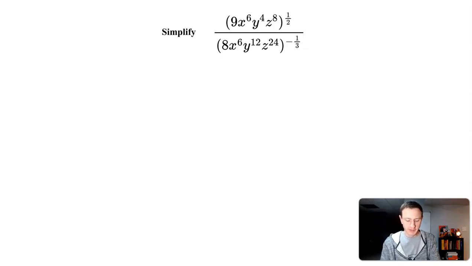We have some simplifying today. We are looking at an interesting problem because on the top of the fraction we have this whole statement being raised to a fraction exponent of 1/2, where the bottom statement is being raised to a fraction exponent with a negative and a different denominator, 1/3. So we have 1/2, 1/3, this being negative.